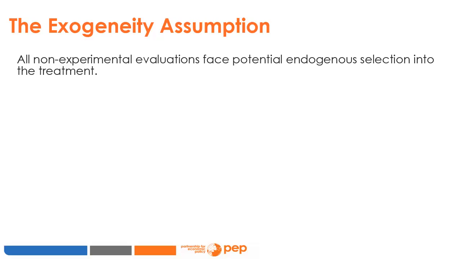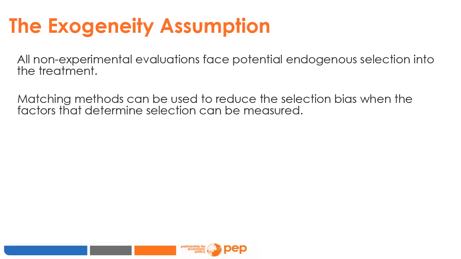All non-experimental evaluations face potential endogenous selection into the treatment. By now, you are aware of most common econometric tools and evaluation elements that can help you address the problem of selection bias. Rich data is always an asset. Accurate measurement of potential confounders can help identify the sources of bias on observables.